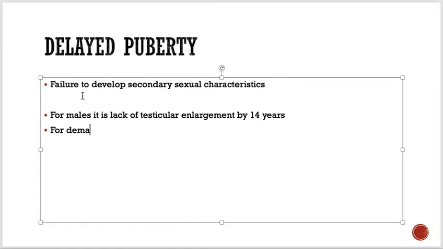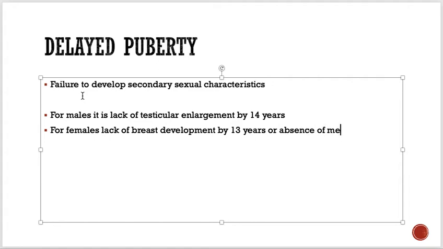And for females, by the way, this one is different for Africans and different for different ethnic groups. Like in the African race, the onset of puberty in females especially is taken to happen earlier than the rest. So it is lack of breast development by 13 years of age, or absence of menarche by 16 years of age. So this is what you can say delayed puberty.